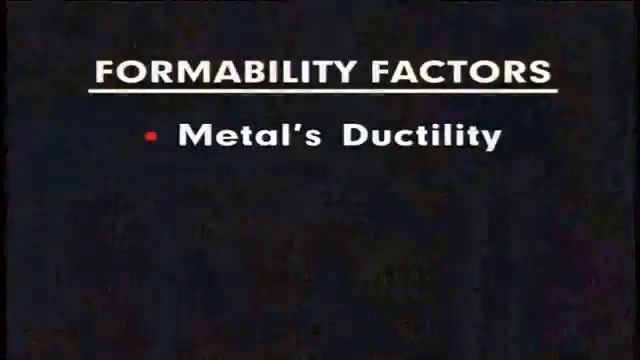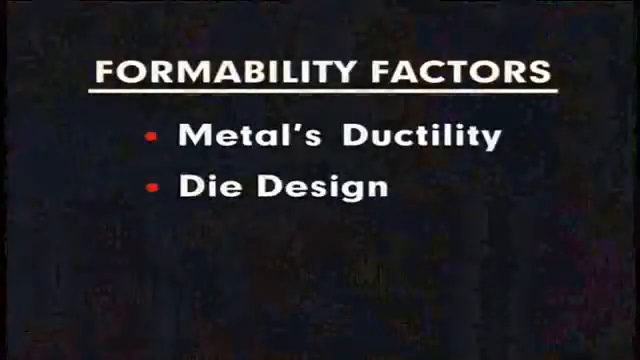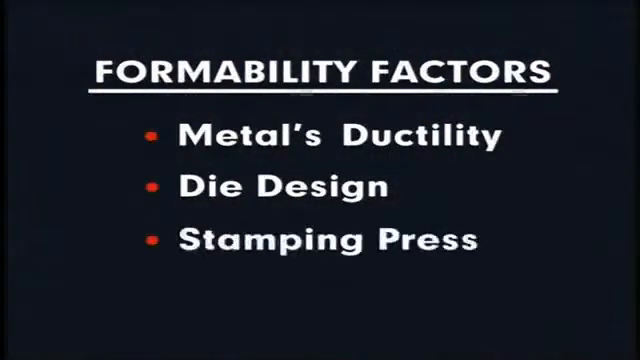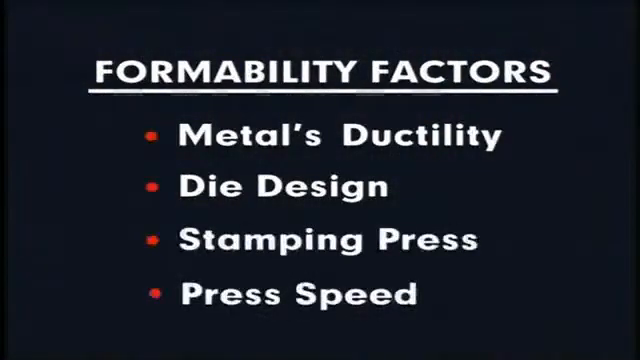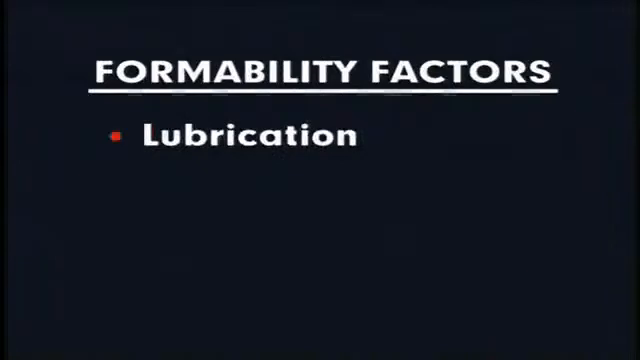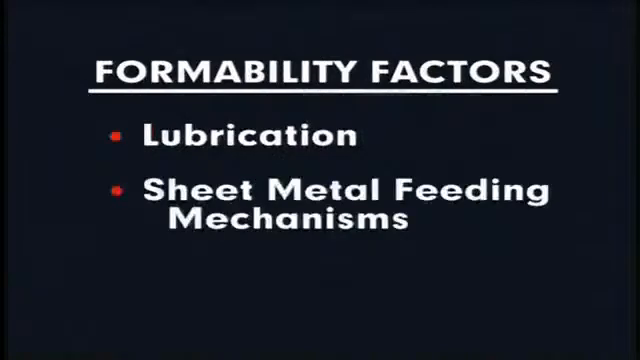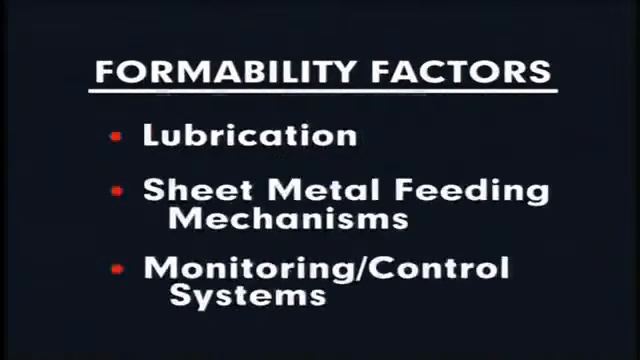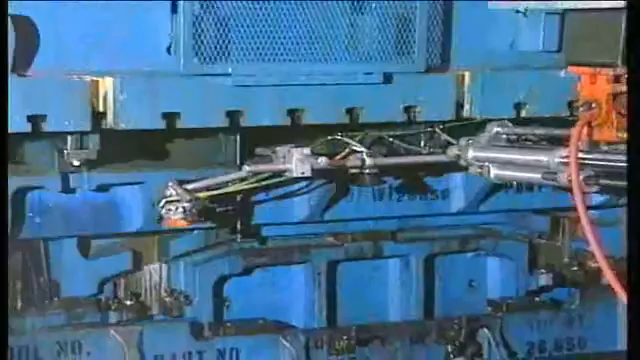But other factors also influence formability. Those include the ductility of the metal, the die design, the stamping press, press speed, lubrication, the sheet metal feeding mechanisms, and monitoring systems and controls which safeguard and synchronize the operation. Because of these various factors, formability differs from one part or operation to the next.